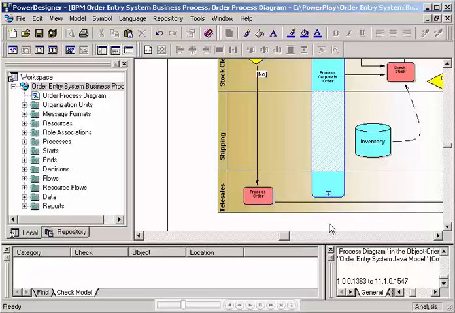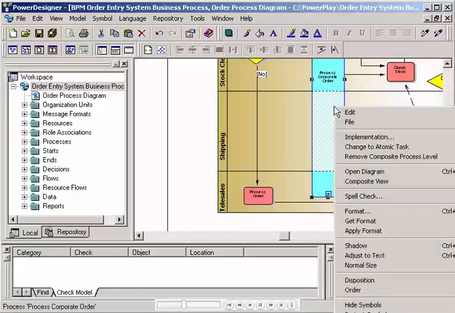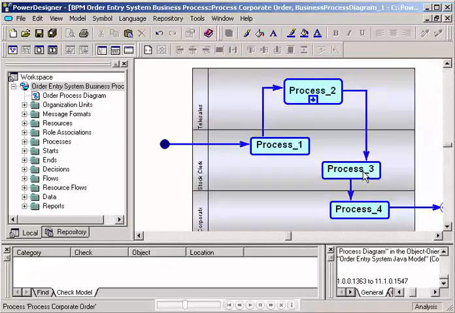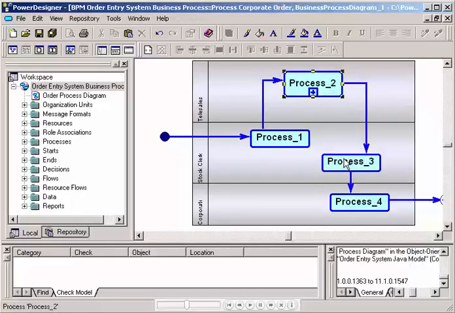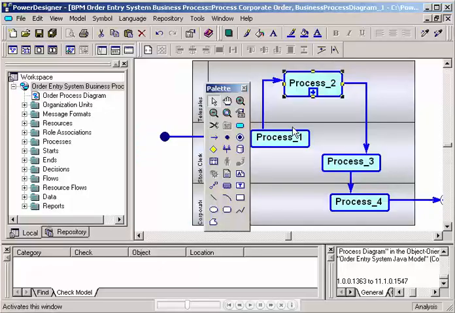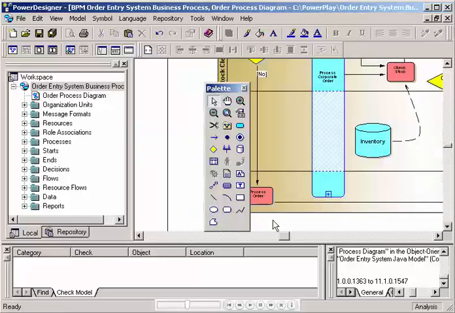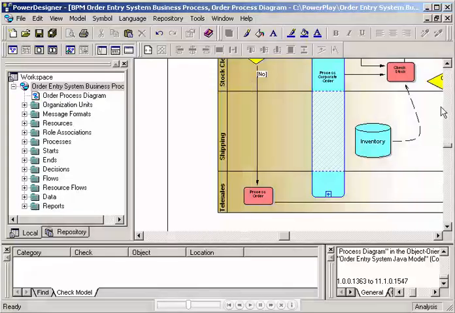There is a plus symbol at the bottom of this process indicating it is a composite process, and a right-click open diagram will open its decomposition. This is a process within a process, and as you can see, we can continue to decompose as many levels as we wish. Returning back to the parent level, we can continue to follow the flow until we reach end point.